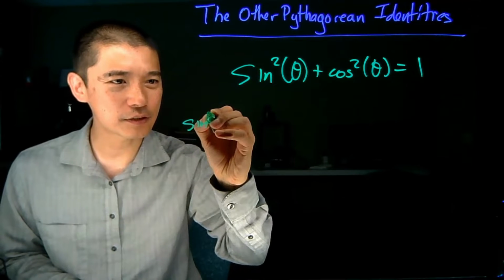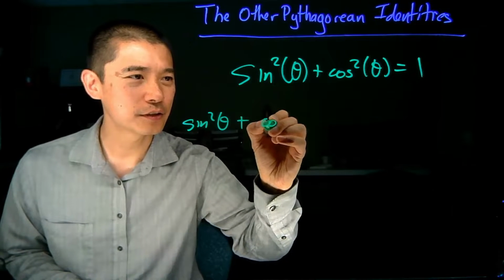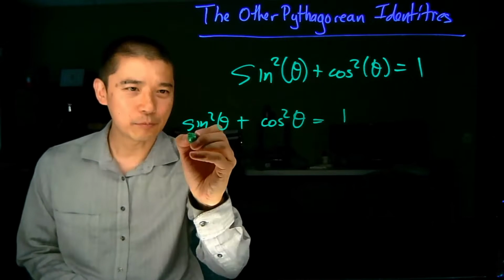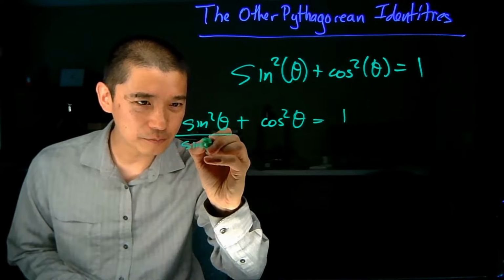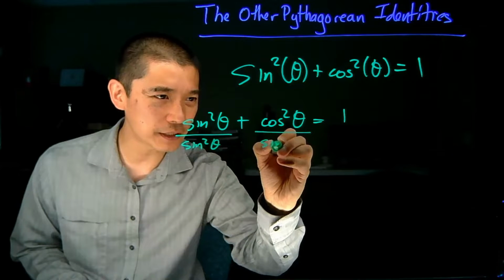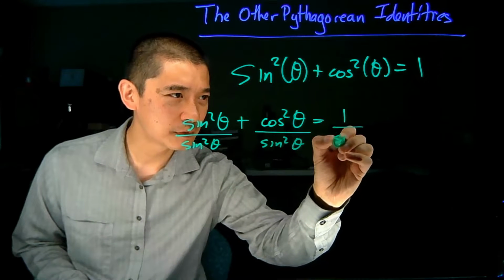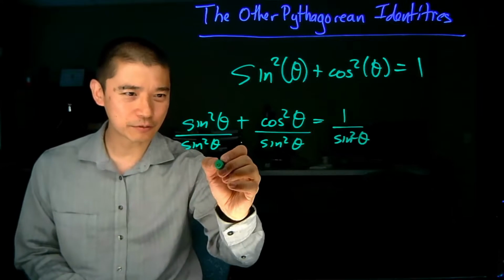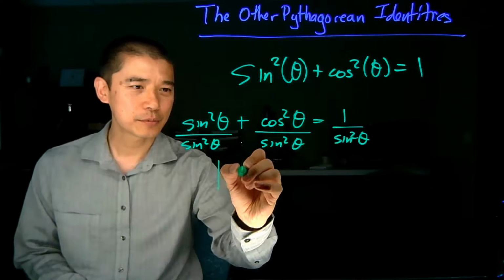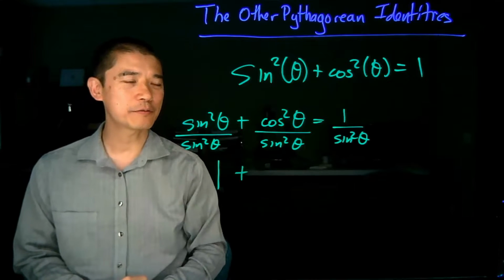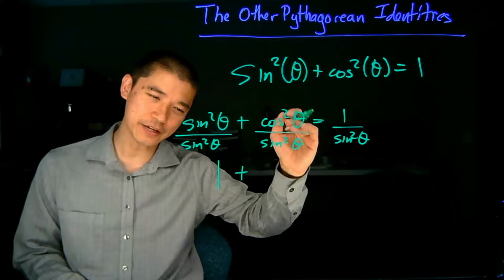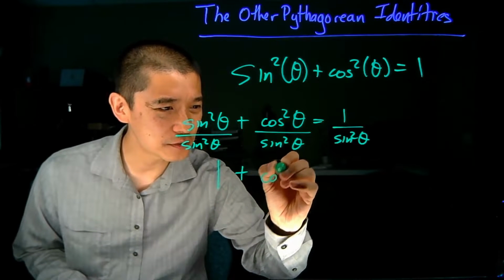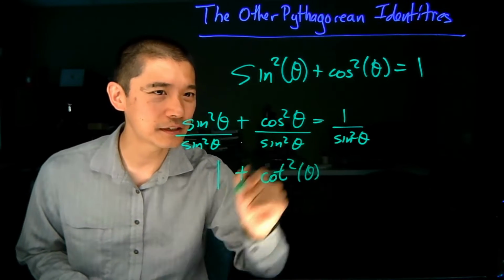So sine squared theta plus cosine squared theta equals 1. And what we're going to do is we're going to divide each term by sine squared theta and take a look at what it gives us. So sine squared theta over sine squared theta is 1 plus cosine squared theta over sine squared theta. Well, let's think. Cosine over sine is cotangent. So this is cotangent squared theta.